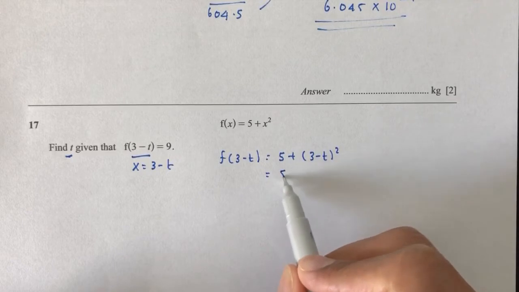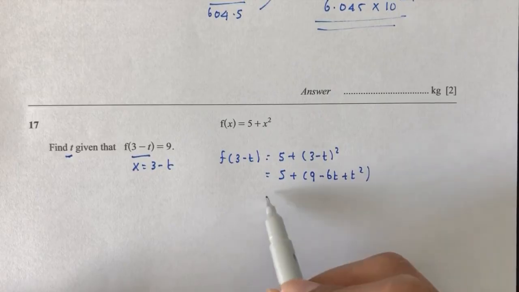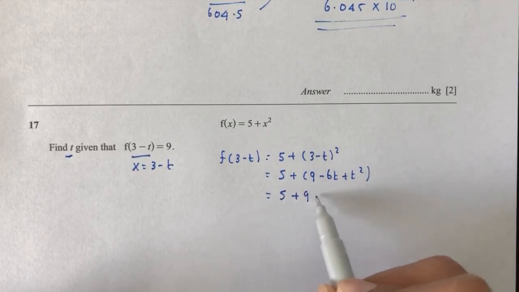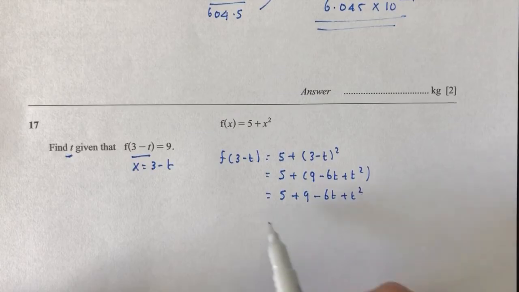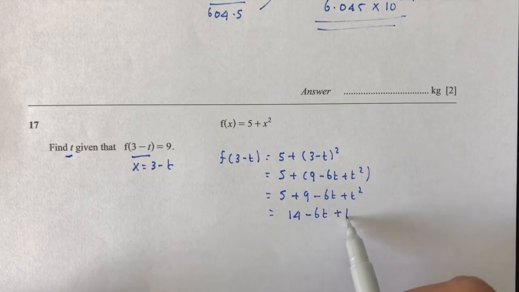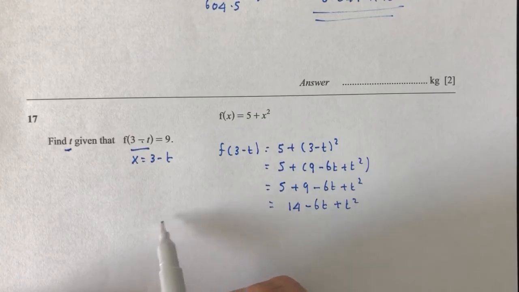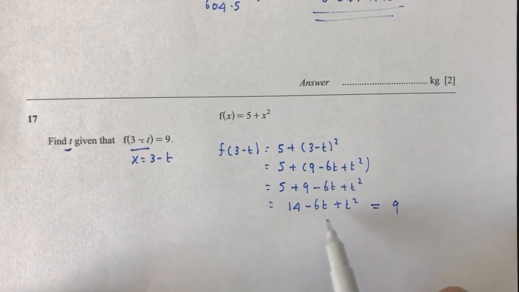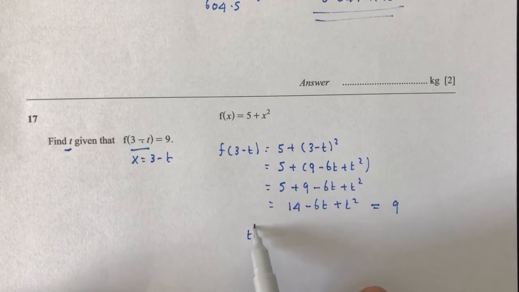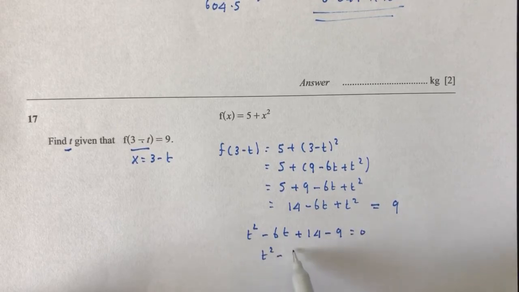So let's expand. We have 5 plus that would be 9 minus 6t plus t squared. Expand the brackets. We have 5 plus 9 minus 6t plus t squared. That will be 14 minus 6t plus t squared. So now we are given that this is equal to 9. So let's bring 9 over here. We have t squared minus 6t plus 14 minus 9, which is 5, equal to 0.